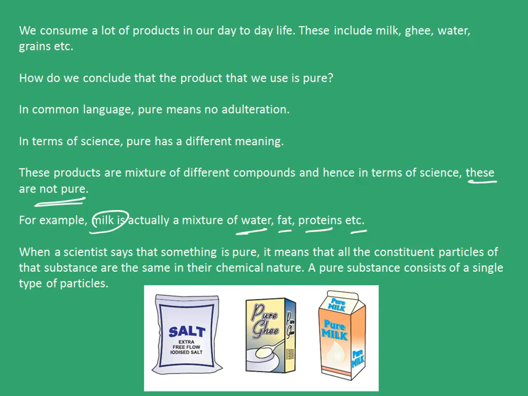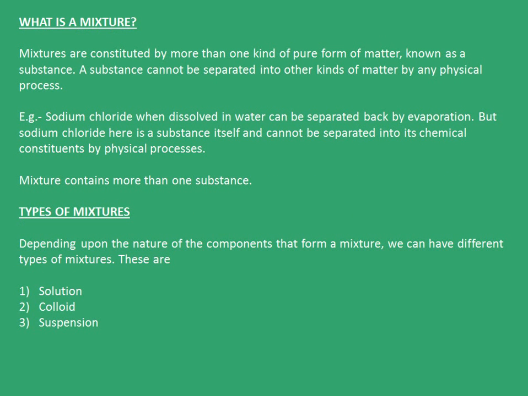When a scientist says that something is pure, it means that all the constituent particles of that substance are the same in their chemical nature. A pure substance consists of a single type of particles. So what is a mixture? Mixtures are constituted by more than one kind of pure form of matter, known as a substance.